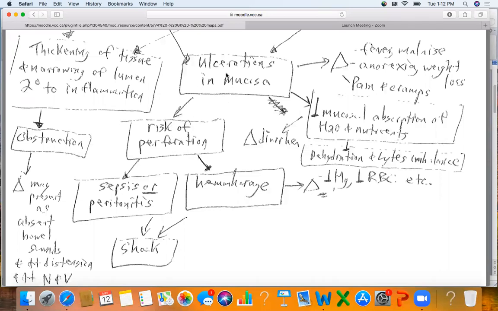So there's a risk of actually perforating the bowel wall and then blood seeping out into the abdomen in a hemorrhage, or stool seeping out into the abdomen causing peritonitis and sepsis. Either one of these could lead to shock.